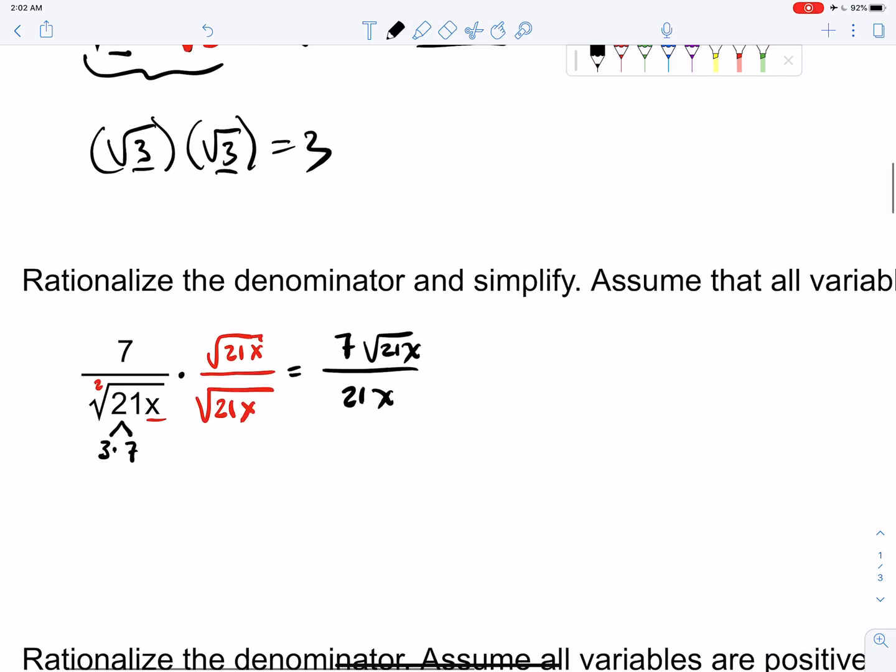Now, remember, reducing common factors is always something you do with fractions.